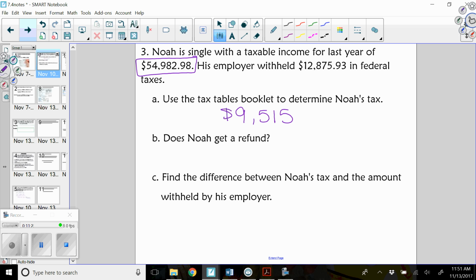Does Noah get a refund? Yes. His employer withheld over $12,000. So does he get a refund? Yes. His tax is less than what his employer withheld. Okay, so the next part. Find the difference between Noah's tax and the amount withheld by his employer. So what do I do there? Subtract them. All right, so Noah's going to get a refund, $3,360.93.